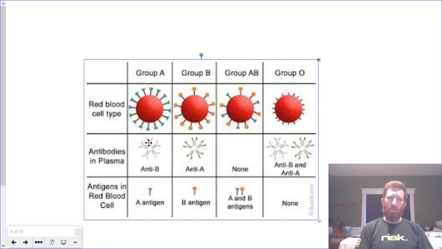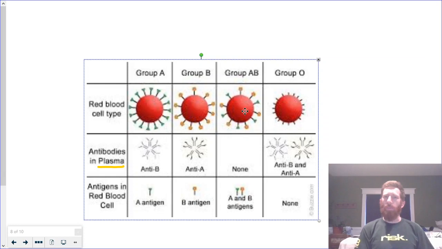You have non-self antibodies. Notice that they are in the plasma, right? And then these are actually attached to the cell. Okay, if you are type B blood, you have B antigens, and then you have antibodies that will identify type A because it's non-self, right?